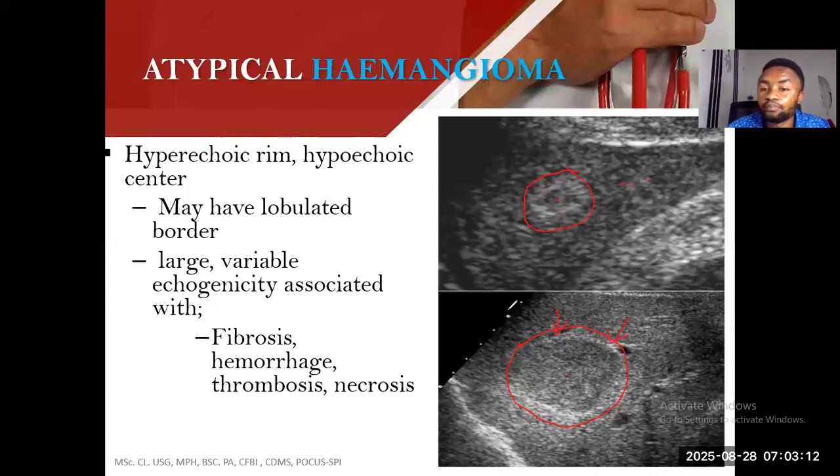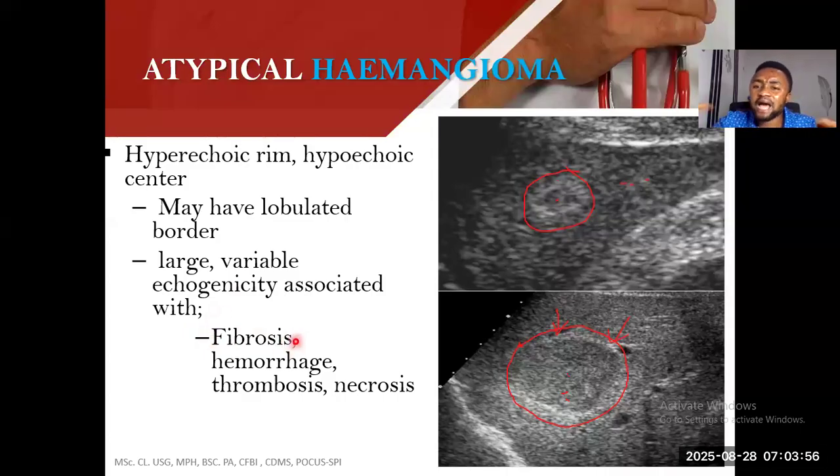This is in the left loop, and this is likely to be in the right loop, because I'm seeing the diaphragm also there. So we describe it as hyperechoic rim with hypoechoic center. The rim is the borders. We have lobulated border, large, variable echogenicity associated with fibrosis. So it can be large. The typical hemangioma is mostly less than 3 centimeters. The atypical can grow more than 3 cm. And it's associated with fibrosis.